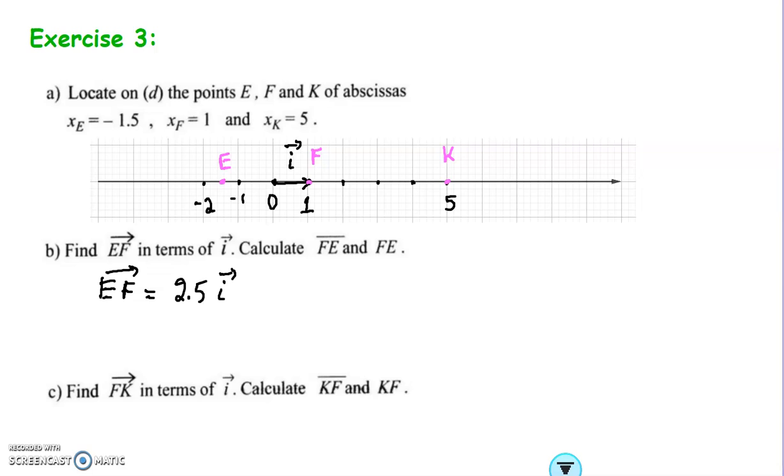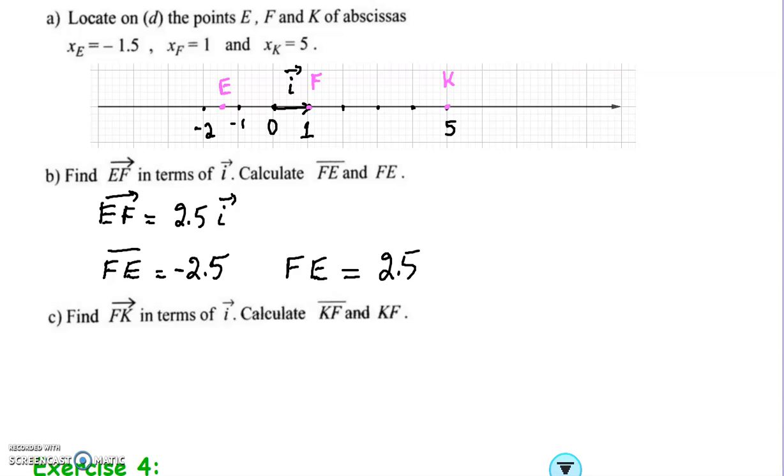Now calculate FE, algebraic measure and length or distance. FE, algebraic measure of FE. Notice that FE is 2.5 units. Now to determine whether it's plus or minus, you have to look at the sense of vector FE. Notice to go from F to E, you move in this sense, while I is to the right. So I and FE have opposite senses, so it has to be minus. However, FE without algebraic measure is simply the distance between the 2 points, so it's positive, so it's 2.5.